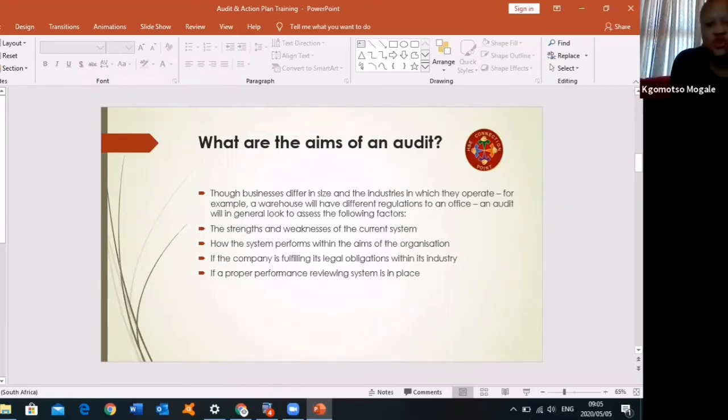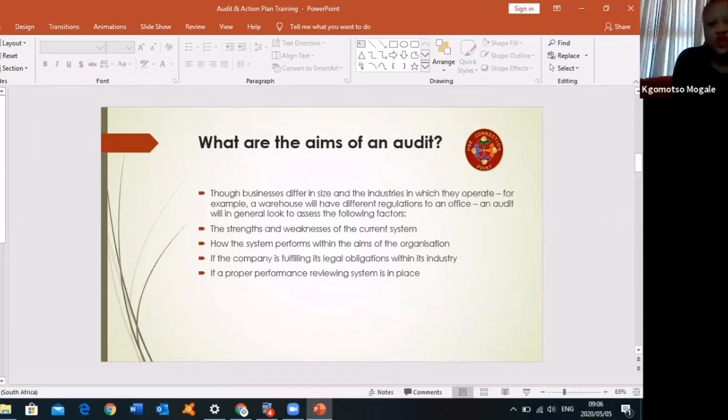And also, another aim is to check if the company is fulfilling its legal obligations within the industry. We know that in terms of health and safety, we have the construction industry, the mining industry, the manufacturing industry. So when we do an audit, we are going to check whether, as a company, we are fulfilling what the law says in terms of the industry that we are within. Then we will find out when we do the audits.